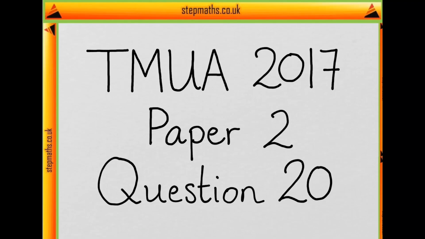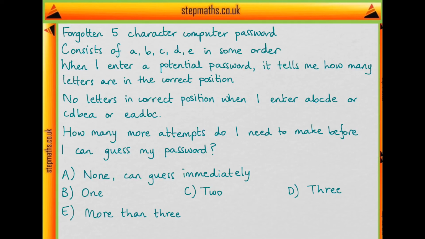Hello, this is question 20 on paper 2 of TMUA 2017. So I've forgotten my computer password, but I know it's A, B, C, D, E in some order, and when I enter a potential password, it tells me exactly how many letters are in the right place. It says no letters are in the correct position when I make these 3 attempts, and we want to know how many more attempts I need to make before I can correctly guess my password.